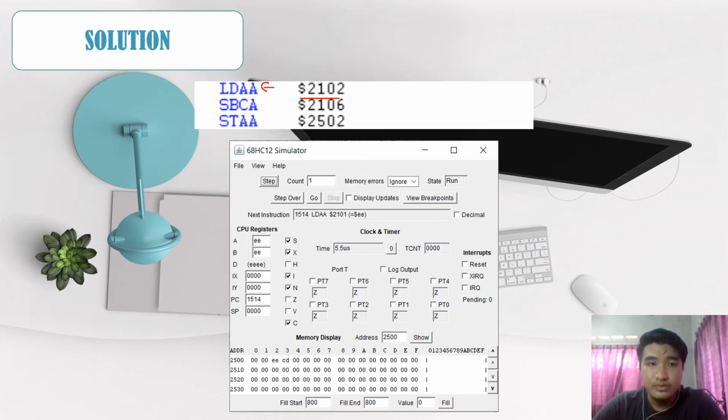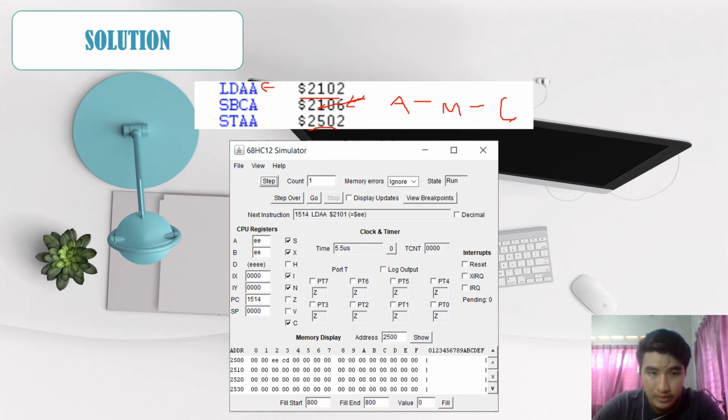So with SBCA, the value of A will be subtracted with the value of the memory. This is the memory declared, which is $2106, and then we subtract the carry of the previous operation. Next is STAA, where we want to store the value of A, which is the answer of this operation, to the memory location $2502.